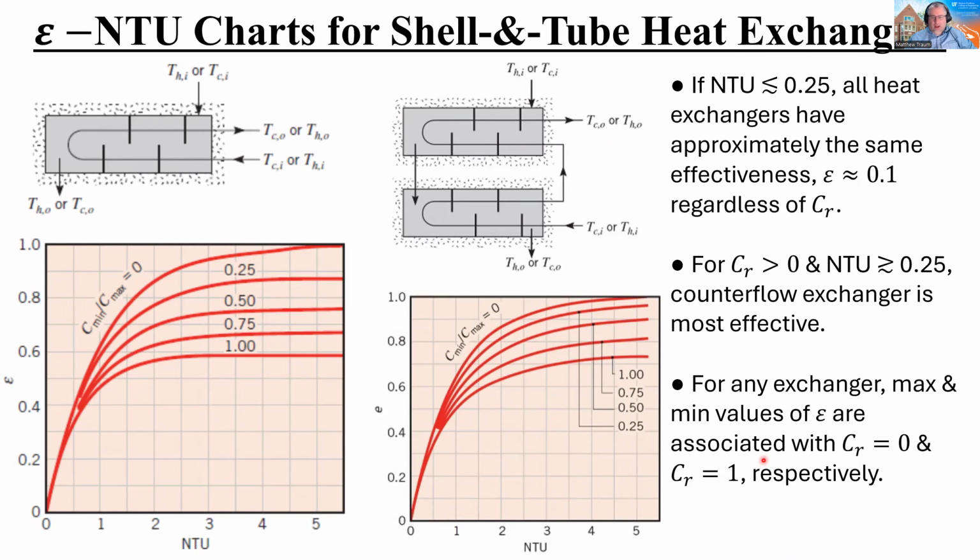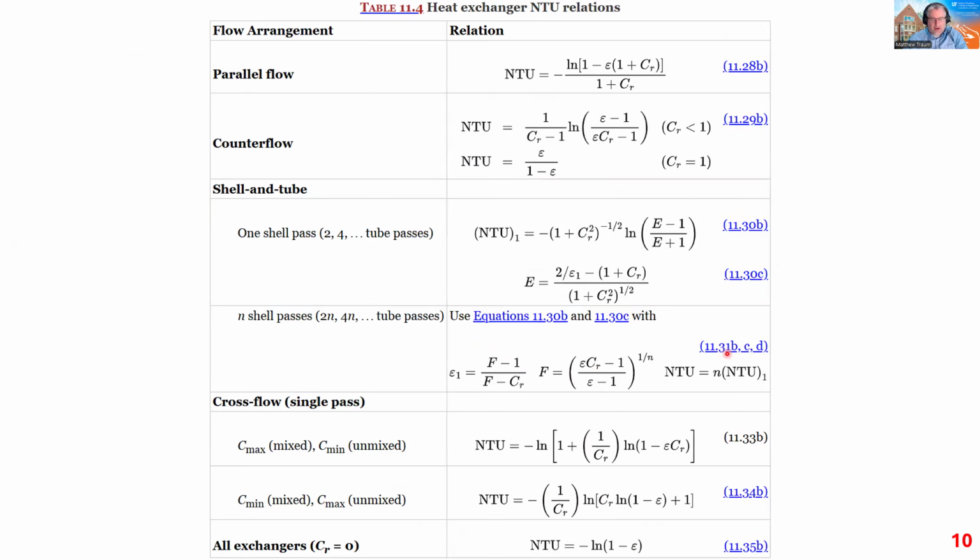Okay, so the other thing is, for CR greater than 0 and NTU greater than 0.25, so we're out here now, the counterflow heat exchanger is the most effective. So let's go back.